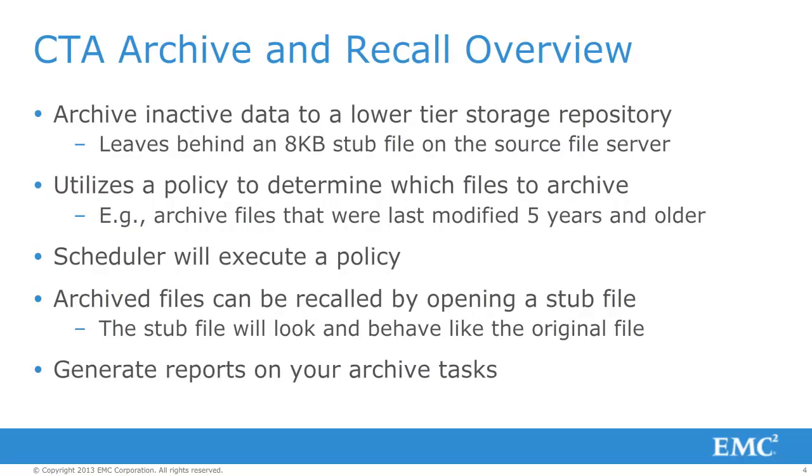CTA archives inactive data to a lower tier storage system. When a file is archived, it leaves behind an 8 kilobyte stub on the source file server. CTA will use a policy with a set of rules to determine which files to archive. For example, archive files that were modified 5 years ago.